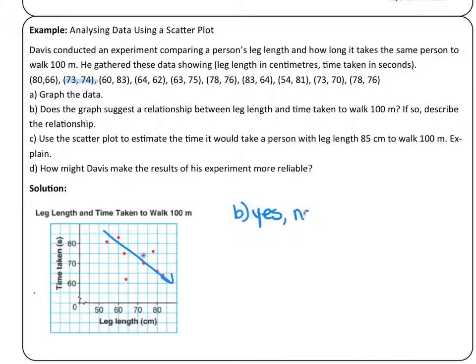It's not really strong though, and you can say that it's not strong because it's still spread out and you don't see a clear picture of it. But generally speaking, yes, it does. If so, describe the relationship. Since it's going in this downward motion, I would say it's a negative correlation.